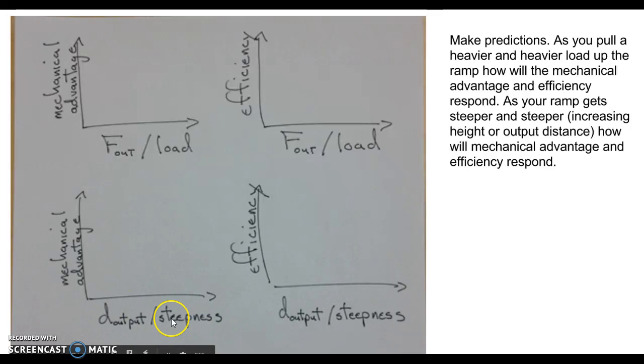The other thing we're going to mess with is the steepness of the ramp. So the output distance is the height of the ramp, and we're just going to make the ramp steeper and steeper. Again, how will mechanical advantage and efficiency respond?